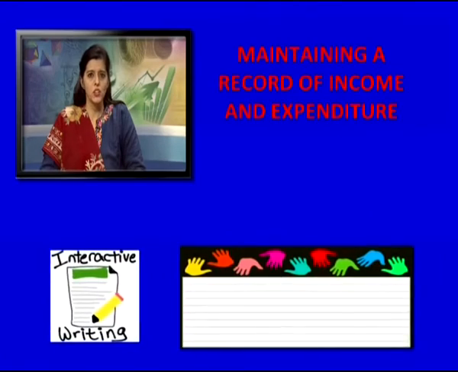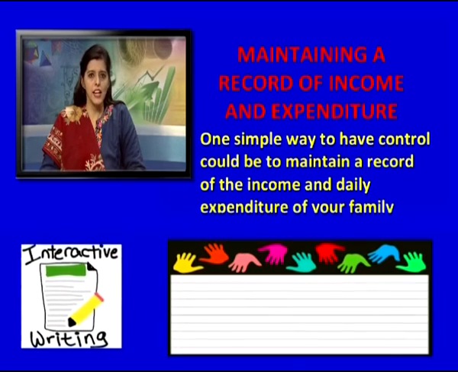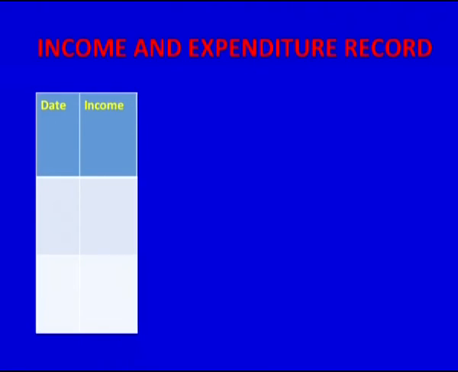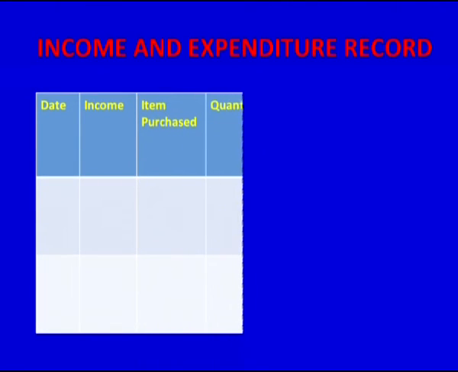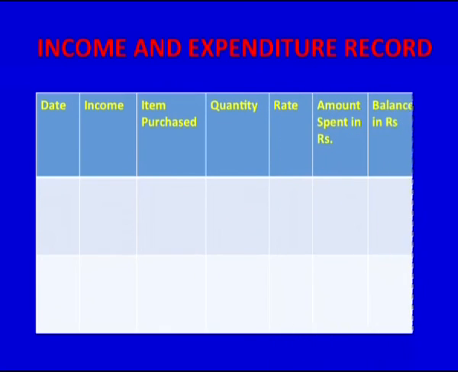One simple way to have control could be to maintain a record of the income and daily expenditure of your family. Now, income and expenditure can be recorded as explained in this table. We have to record the date, the income, total income, item to be purchased, quantity of the item to be purchased, the rate, amount spent in rupees and total balance in rupees. We have income and we have expenditure. For every family there is a source of income and for every family there is a source of expenditure.